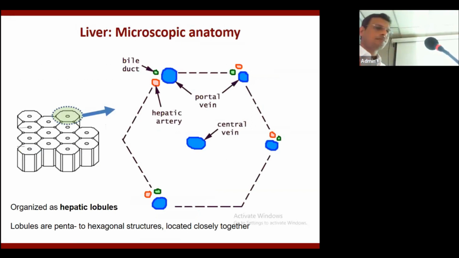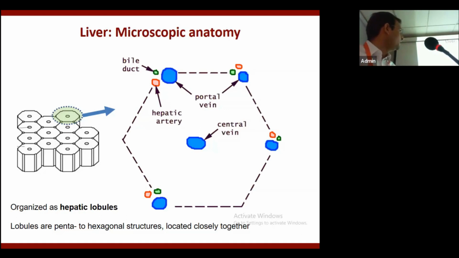Coming to the portal tract, it is formed by three structures: the bile duct, portal vein, and the hepatic artery. Most of the blood to the liver is carried by the portal vein, followed by the hepatic artery. The blood of the hepatic artery is majorly oxygenated, and the portal vein carries the partially deoxygenated blood.